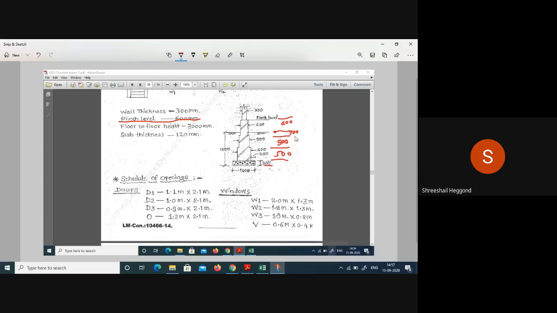Widths are given in the cross section. That is, base width is 1 meter, first footing width is 600 mm, second footing is of 500 mm, and third footing is of 400 mm, and wall is of 300 mm. Okay, clear, Suresh?